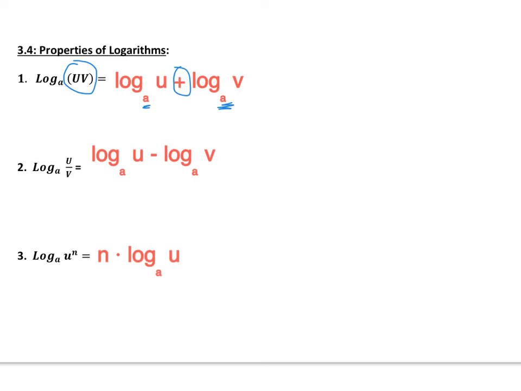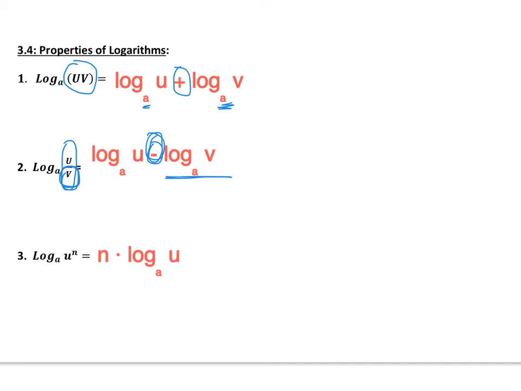Now likewise, it kind of makes sense if I divide. If I have u divided by v, when I expand it, I can subtract. And the main thing to remember, the logarithm that you subtract is whatever quantity is in the bottom. So since that v is in the bottom, that's why this negative is with this log base a of v.